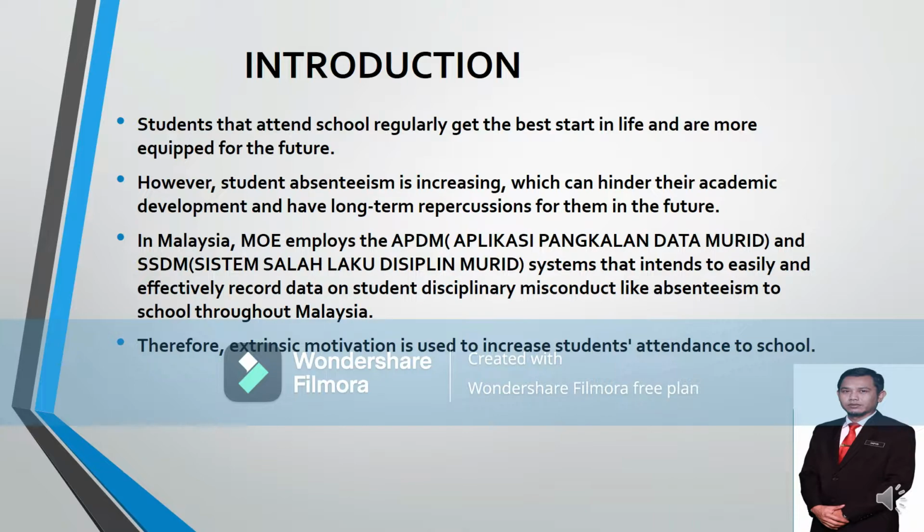Disiplin Murid, the system that intends to easily and effectively record data on student disciplinary misconduct like absenteeism to school throughout Malaysia. Therefore, extrinsic motivation is used to increase students' attendance to school.